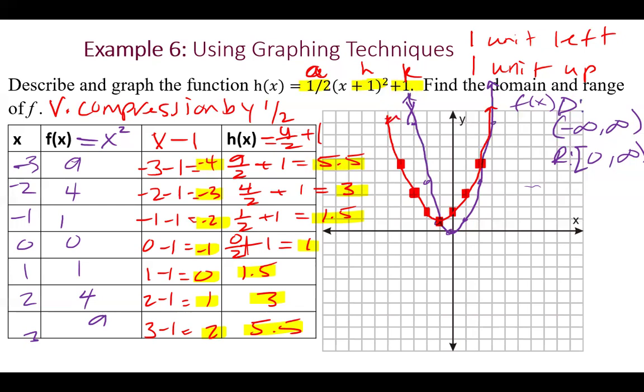And bam. It got a little wider and shifted a little bit. Did my domain change? No. Did my range change? Yes. Now what is my lowest point? At 1. And that is transformations.